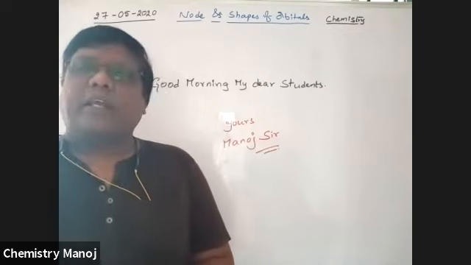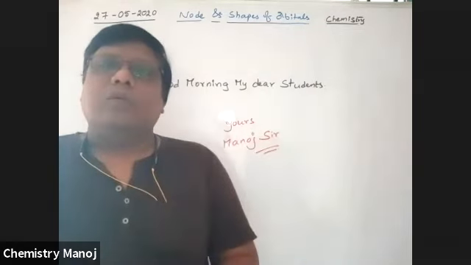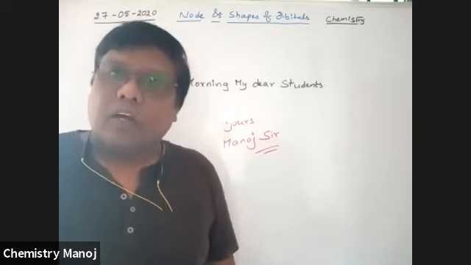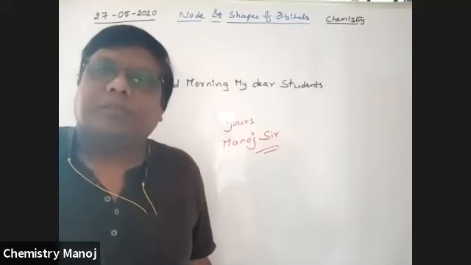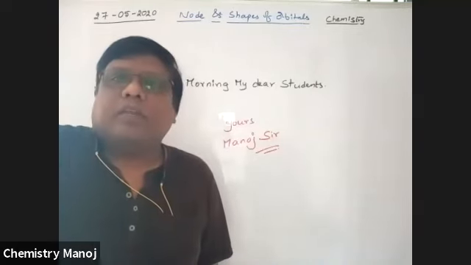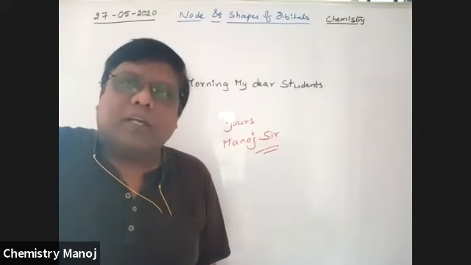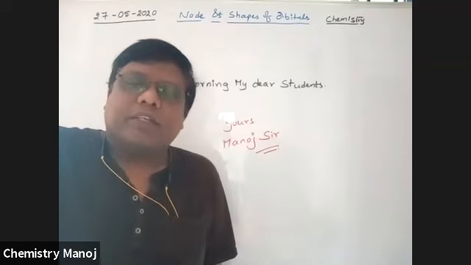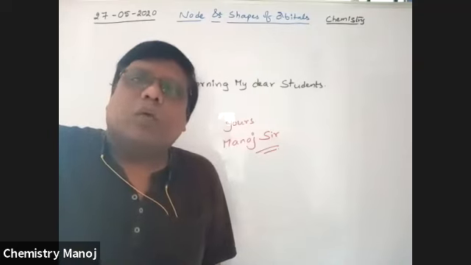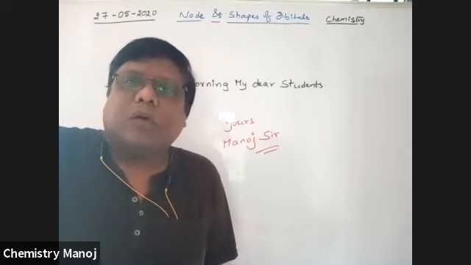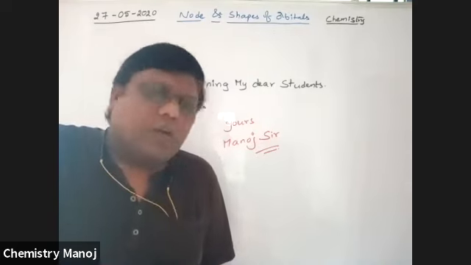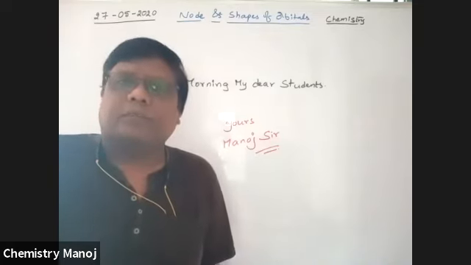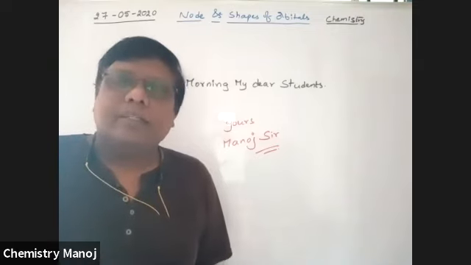So today we are discussing an interesting topic, that is nodes, and the other one is shapes of different orbitals. Shapes of orbitals. So these are very important. All these values are coming from Schrodinger's wave equation, that is from the quantum mechanical model of an atom. What I am going to discuss here is totally from the quantum mechanical model. That is the latest atomic model.